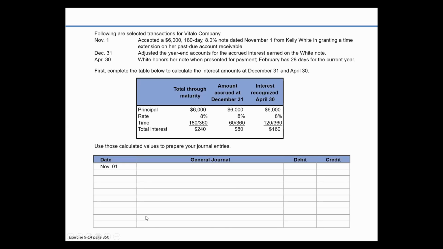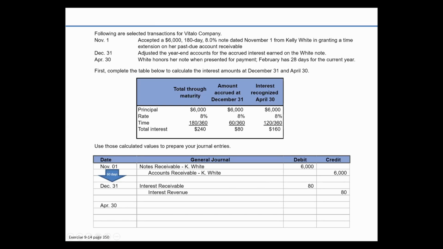And so we'll use this to prepare our journal entries. November the 1st, we have an accounts receivable, K White. We will debit notes receivable $6,000, credit the accounts receivable $6,000. And then on December the 1st, we will adjust the year-end accounts with the accrued interest that was earned on the White note. So we have interest receivable of 80, interest revenue of 80.